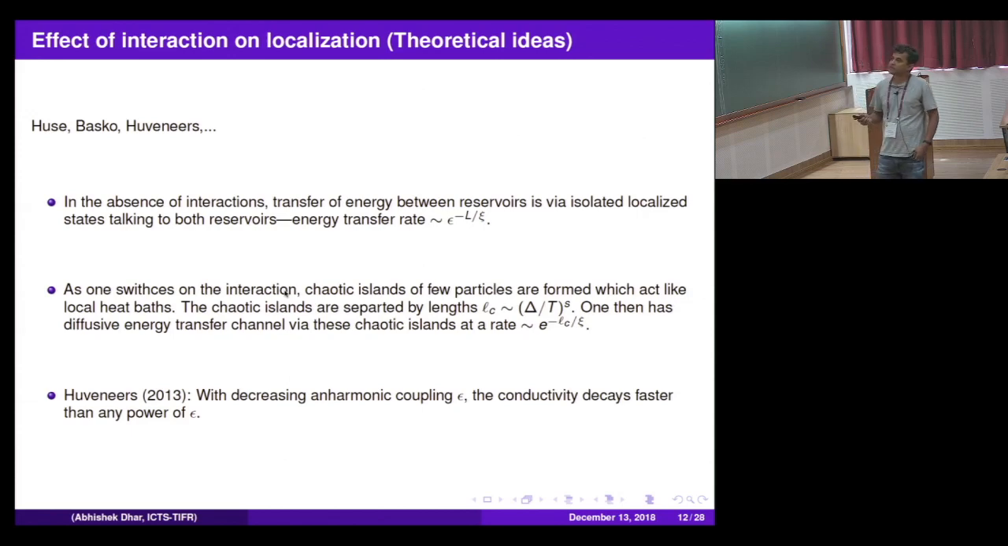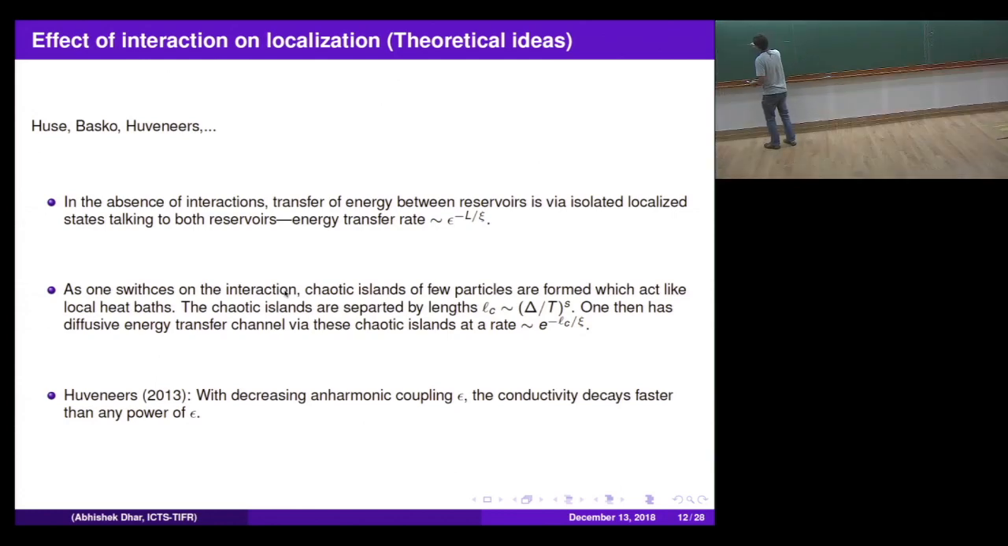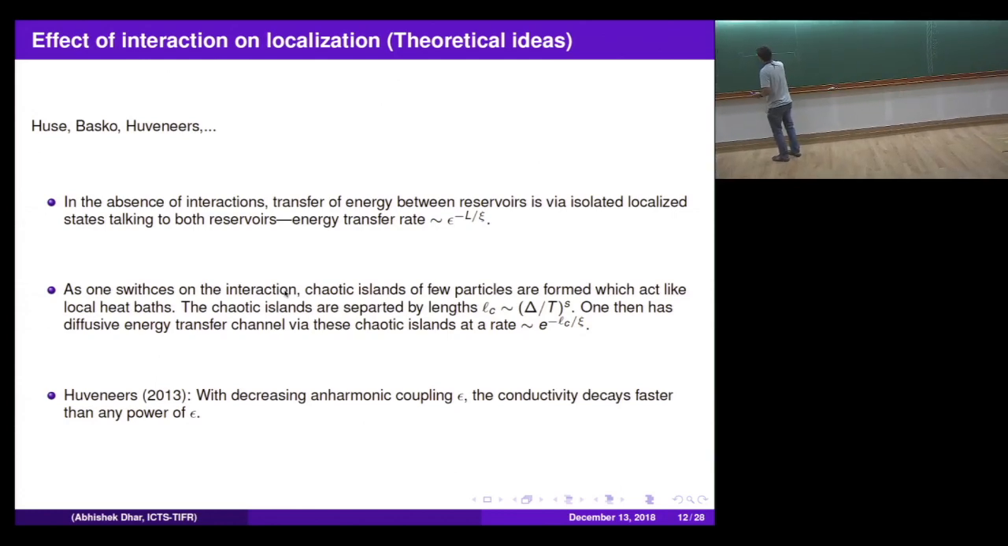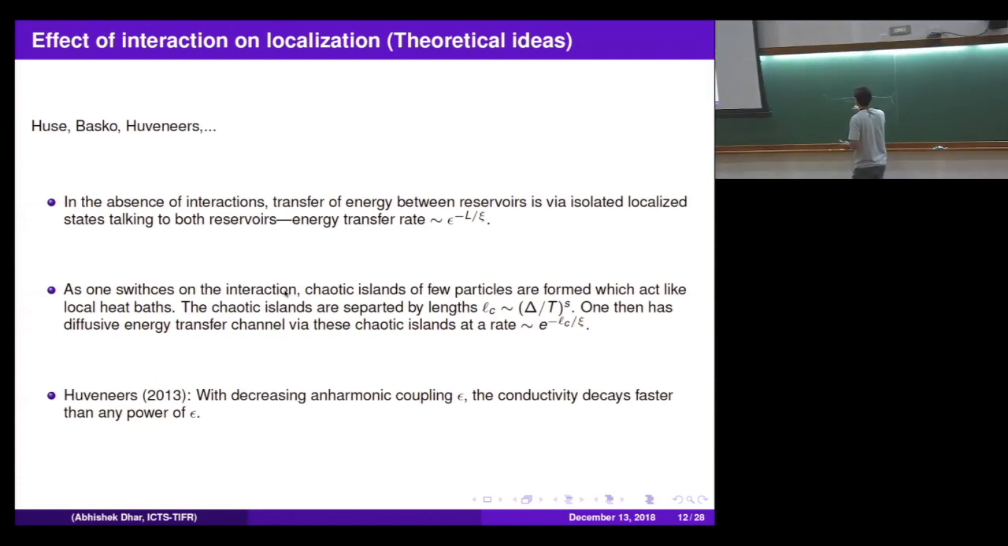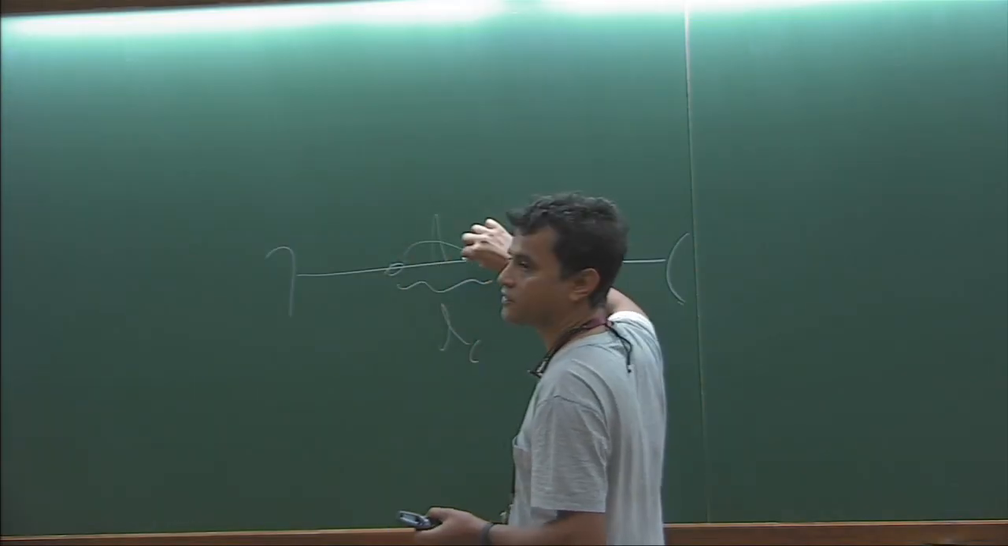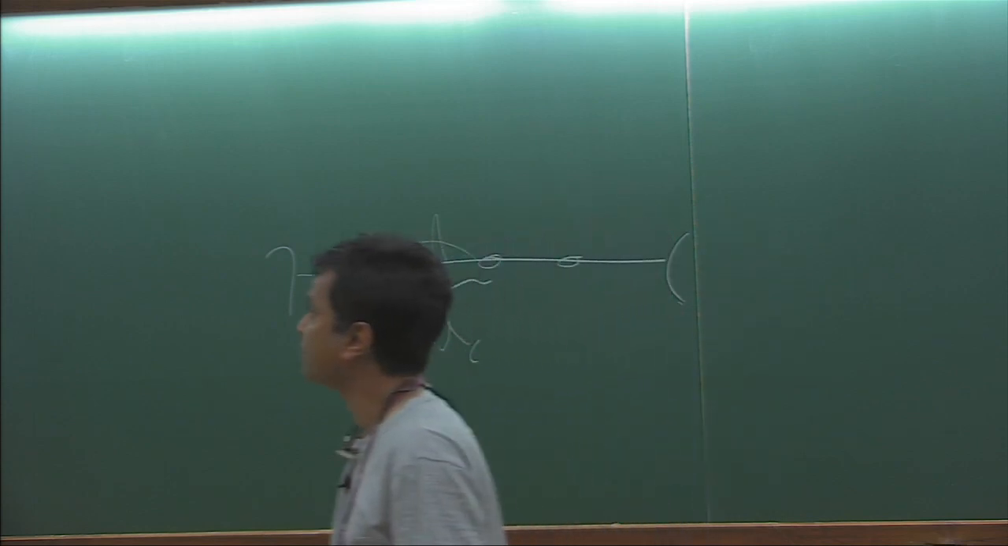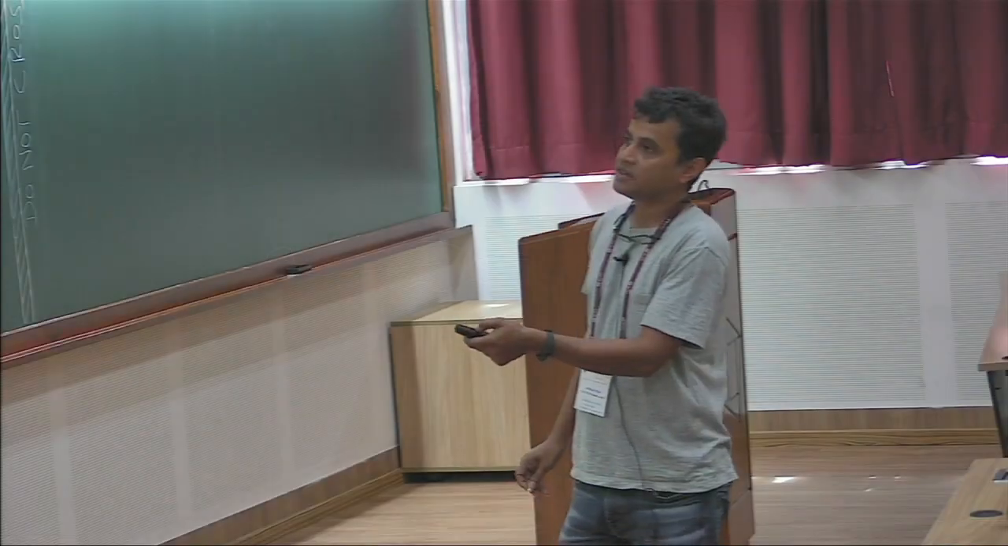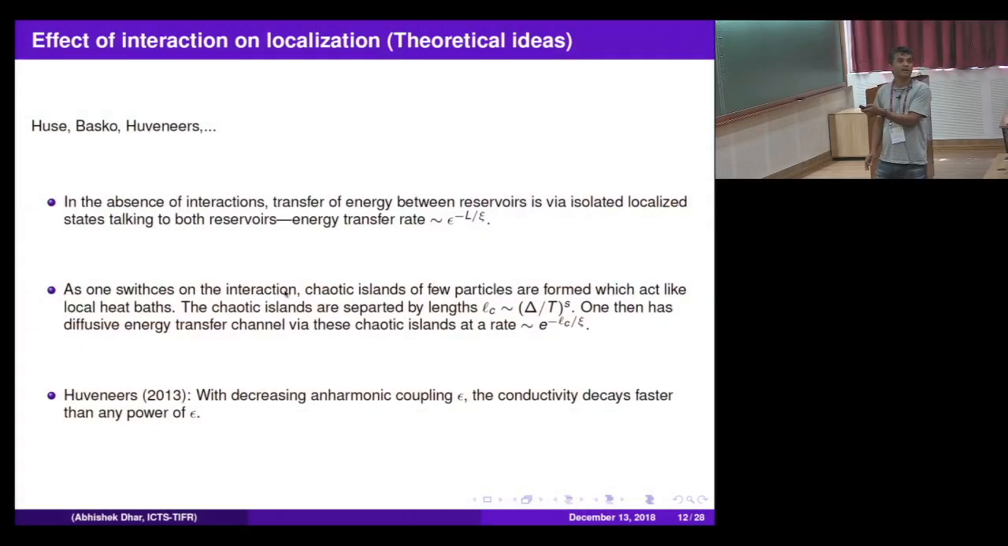So the basic idea is that you have this long chain with the two heat baths, but now you develop local heat baths somewhere, and the typical distance between them is some L_C, as I call it. There are still localized states in between, and energy hops between these islands. That's the rough picture. So you get a system-size-independent current, and an Arrhenius kind of temperature dependence of the conductivity.